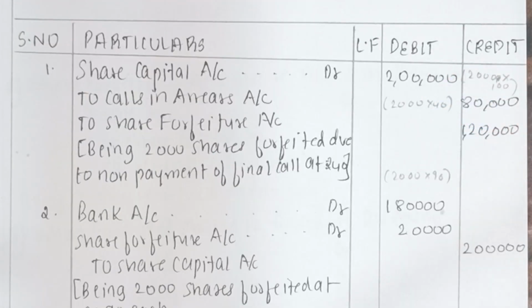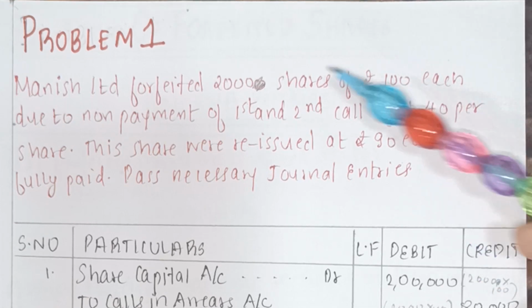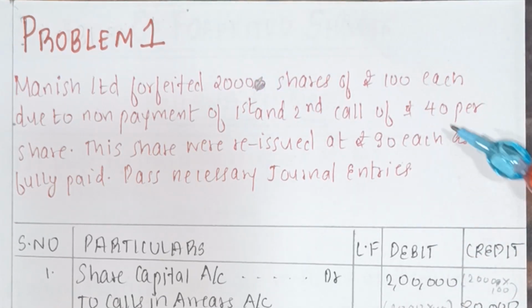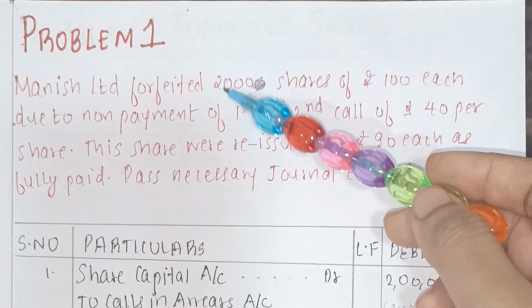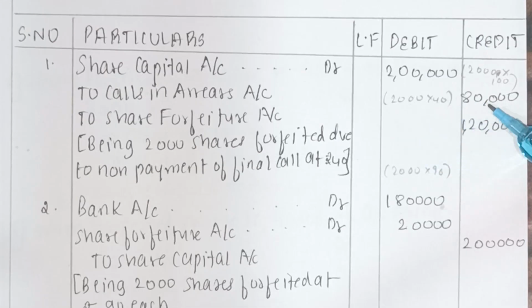Alright. Then you have to see that rupees 40 was not paid. Rupees 40 was not paid on 2000 shares. So this is our calls in arrears. How do you know it's not paid? Because it is cancelled. It means it was not paid. That's why it's forfeited. So 2000 into 40 will give you 80,000.